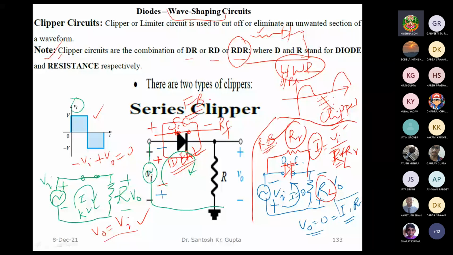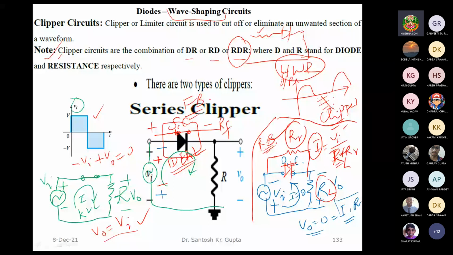So for this, it is very easy to understand that for the first half the diode is on and there is an output, and for the other half cycle the diode is off and there is no output.